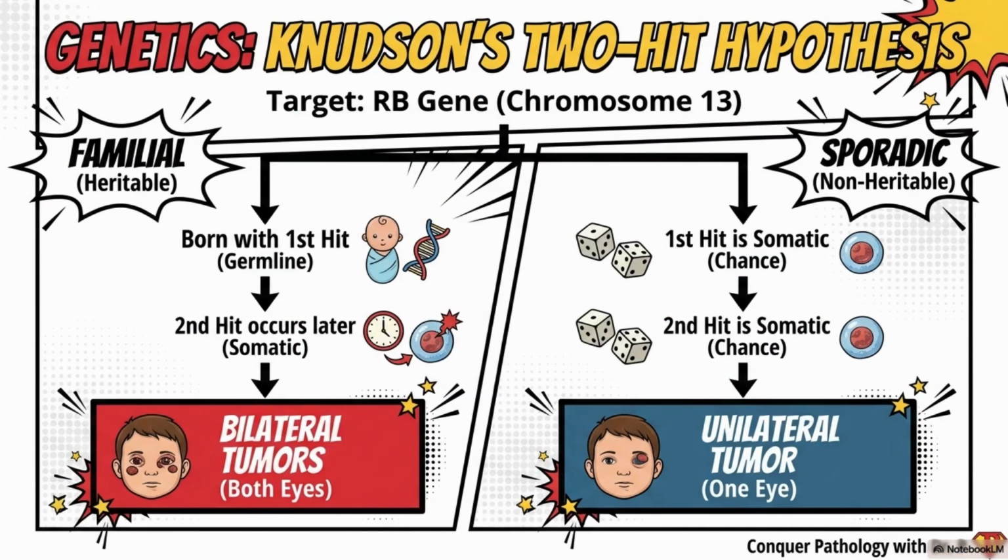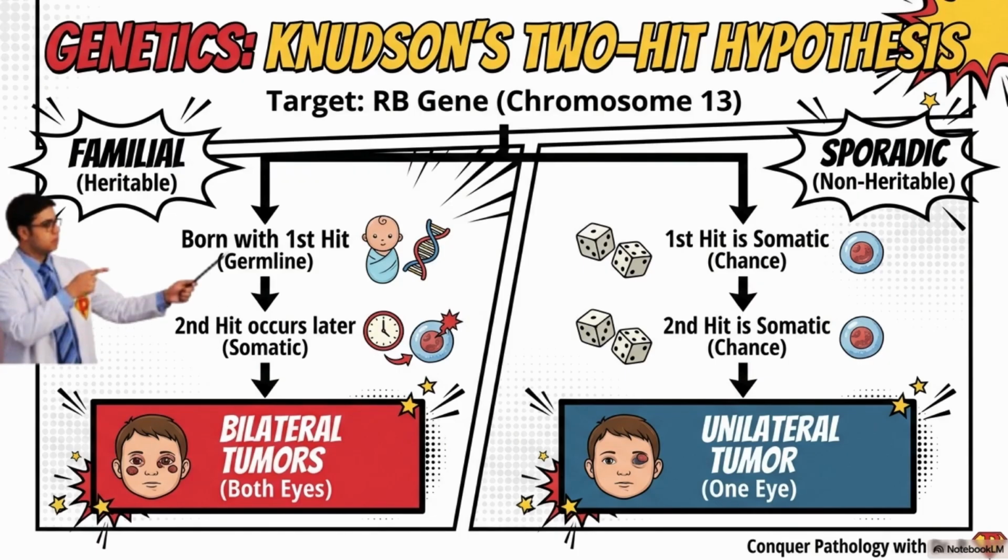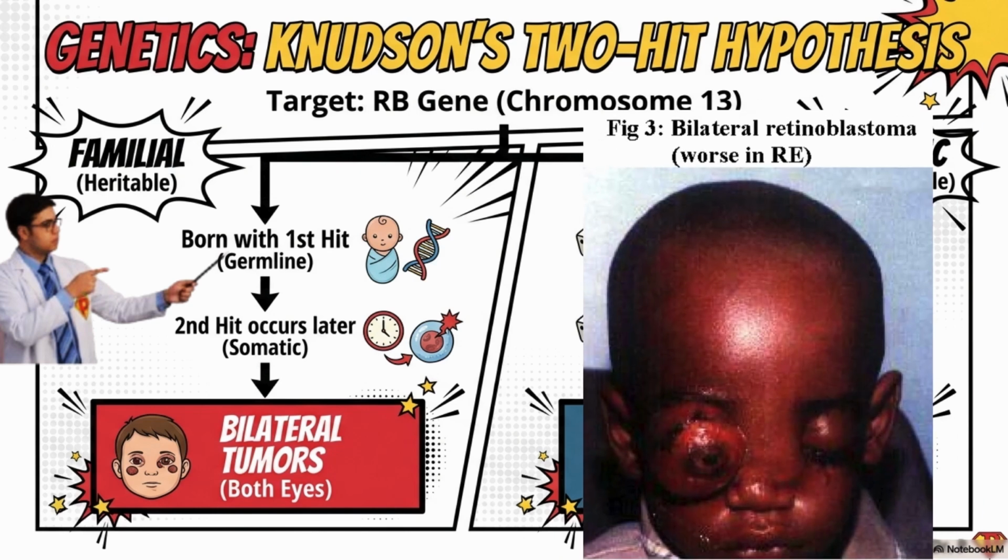How does retinoblastoma happen? You must explain Knudson's two-hit hypothesis. Knudson said, one mutation isn't enough. You need the second hit. The target is the RB gene on chromosome 13. In familial or heritable disease, the child is born with the first hit in every cell, or germline. The second hit happens later. The result is bilateral tumors.